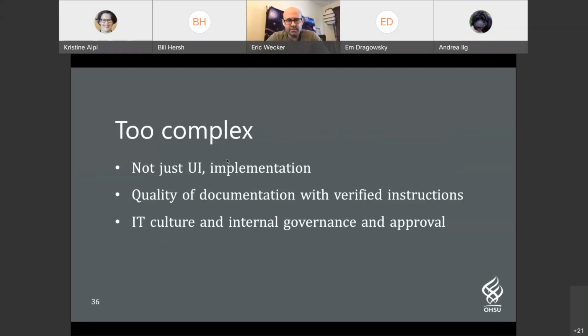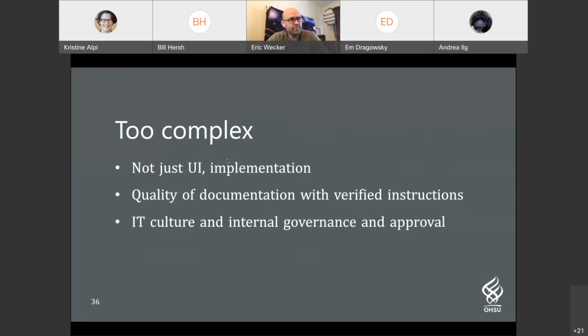So there's a complaint that it's too complex, and the initial thought is the user interface, but that's not really the consideration that is at the top here. It's the implementation that is considered to be complex, and that's the case in just about every one of these organizational IT projects. The implementation is always complex, but the way to address it is with the quality of the documentation.